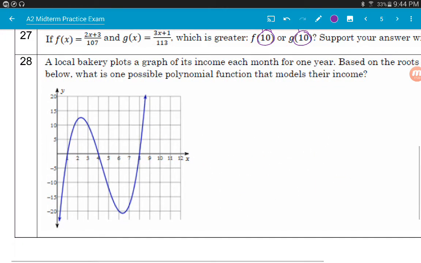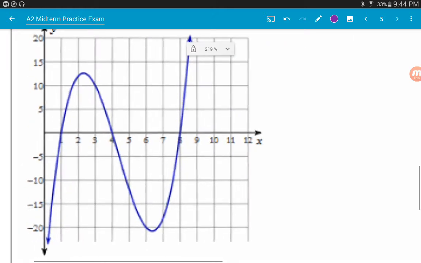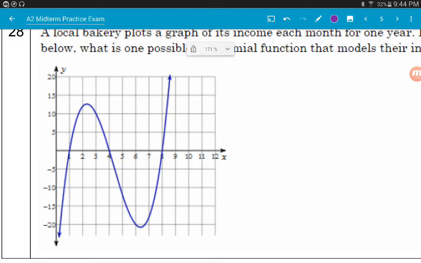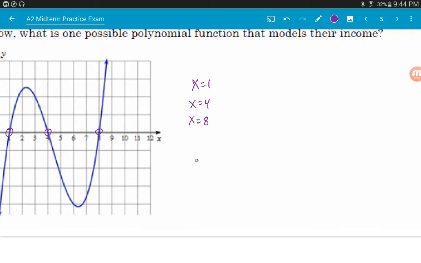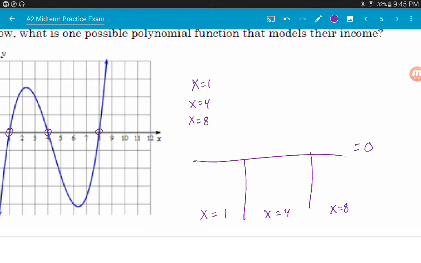For question 28, this one's a little more interesting, not hard. They say, what's the possible function that represents this? So what we need to do is make sure that it has the same zeros, the same roots. So what are the roots? The roots are x equals 1, x equals 4, and x equals 8. So here's what we're going to do. We're going to find the equation that these came from. X equals 1, x equals 4, and x equals 8. We're just doing a reverse of the t-chart.